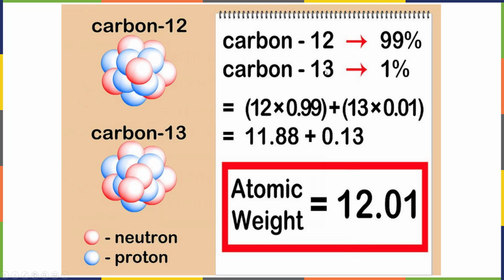We don't average 12 and 13 because we would only do that if this was 50% and this was 50%. But because carbon-12 is 99% abundant and carbon-13 is only 1% abundant, that 13 is not going to have much of an effect on the mass. And so we say that it weighs 12.007 whatever. What I'm trying to get you to understand is that the mass or the weight on the periodic table represents the weighted average of all the isotopes.